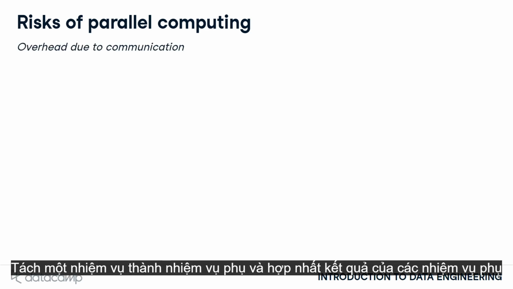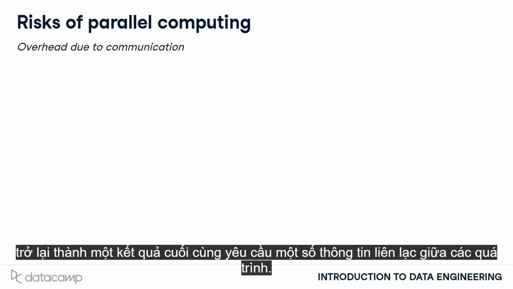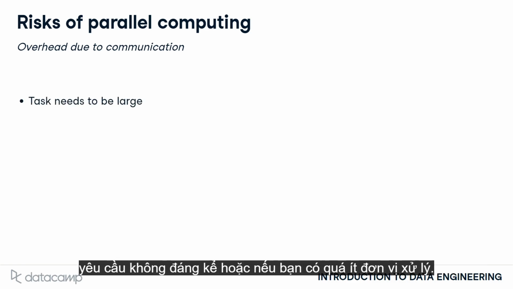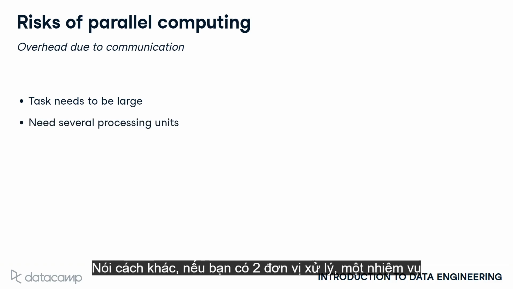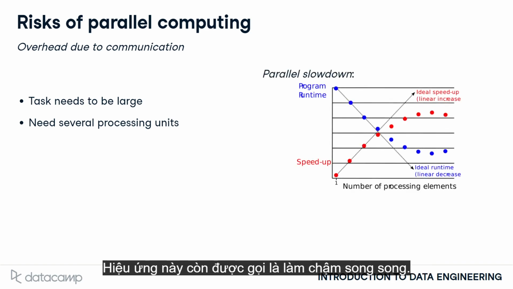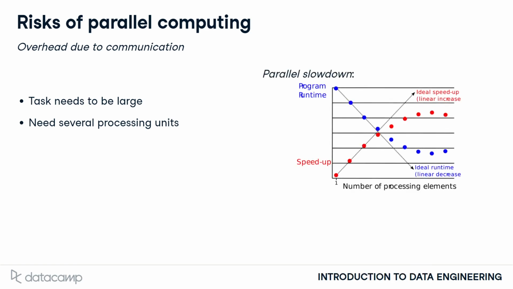Splitting a task into subtasks and merging the results of the subtask back into one final result requires some communication between processes. This communication overhead can become a bottleneck if the processing requirements are not substantial or if you have too little processing units. In other words, if you have 2 processing units, a task that takes a few hundred milliseconds might not be worth splitting up. Additionally, due to the overhead, the speed does not increase linearly. This effect is also called parallel slowdown.